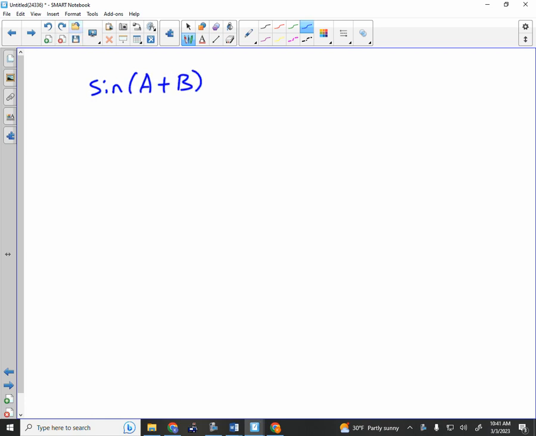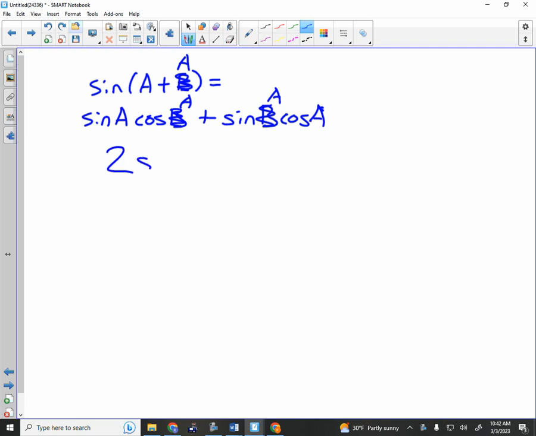Do you remember yesterday how we expanded that? Times cosine of B. Sure, we could go sine of B times cosine of A. It doesn't matter if you switch them around, right? So the question is, what if you have the same angle? What if you double it? Then that becomes A, and that becomes A, and that becomes A. And notice how these two are the same things. So you end up with 2 sine A cosine A. So if you have a double angle, it becomes that.